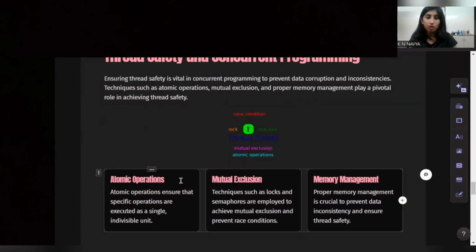Atomic operations. Atomic operations ensure that specific operations are executed as a single indivisible unit. Mutual exclusion: techniques such as locks and semaphores are employed to achieve mutual exclusion and prevent race conditions. Memory management, which is crucial to prevent data inconsistency and ensure thread safety.